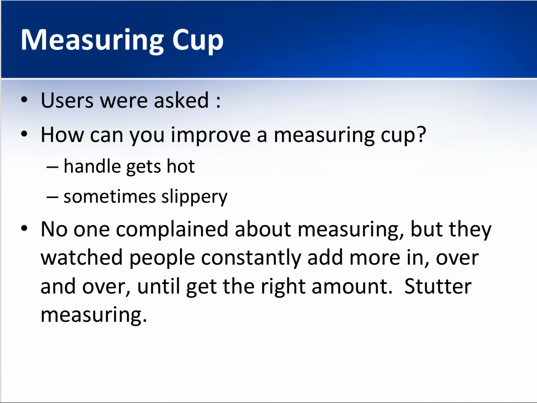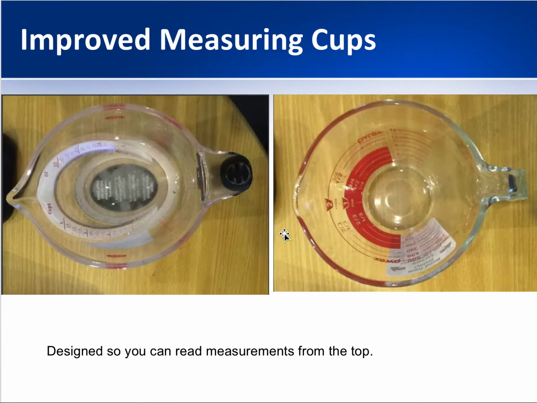Now, in some of the other videos, you'll see we've spoken about good and bad measuring cups. Users were asked, how can I improve the measuring cup? And you can say, oh, well, the handle sometimes gets hot or slippery. But if you're actually observing someone, you can see that what they're doing is stutter measuring, looking down and going up. You can watch some of the videos to see how we're really pouring in a measuring cup, and then see how we can have a better measuring cup that we can look at from the top, so we don't need this awkward motion. This is where OXO modified the design, as well as Pyrex.